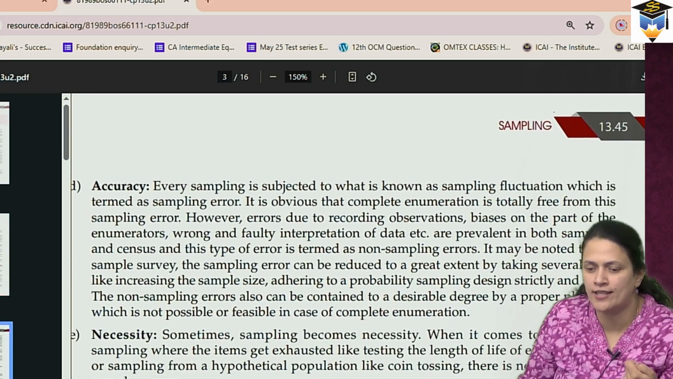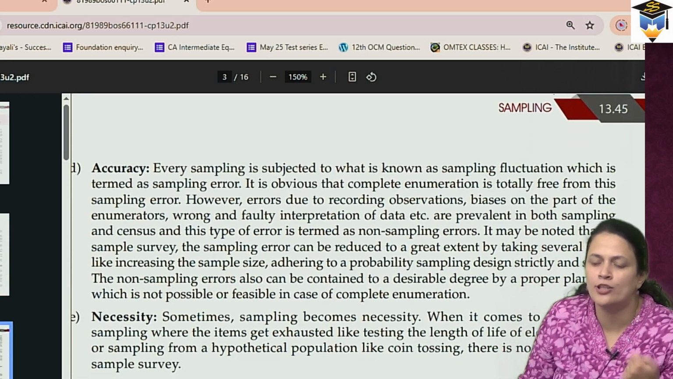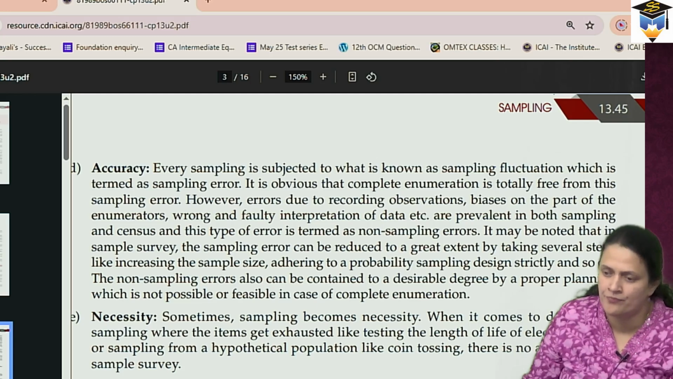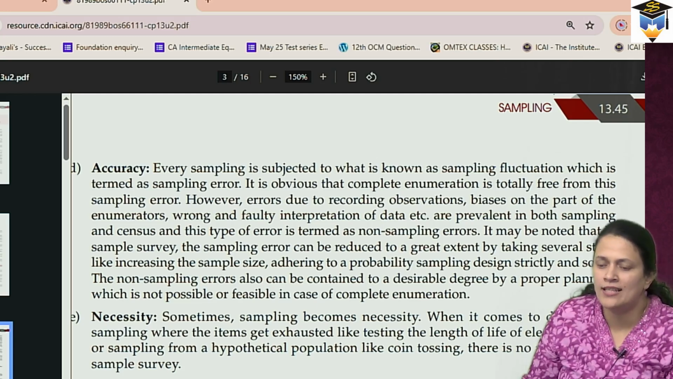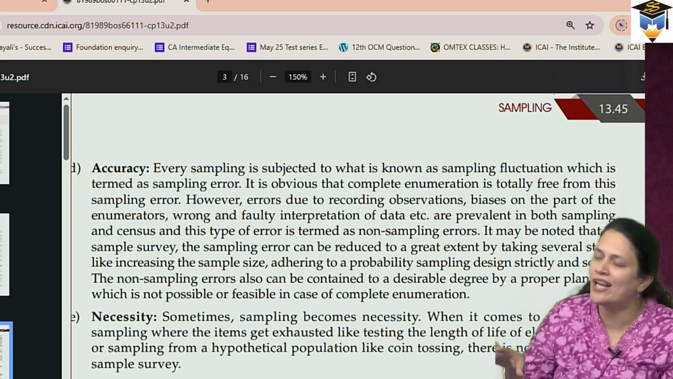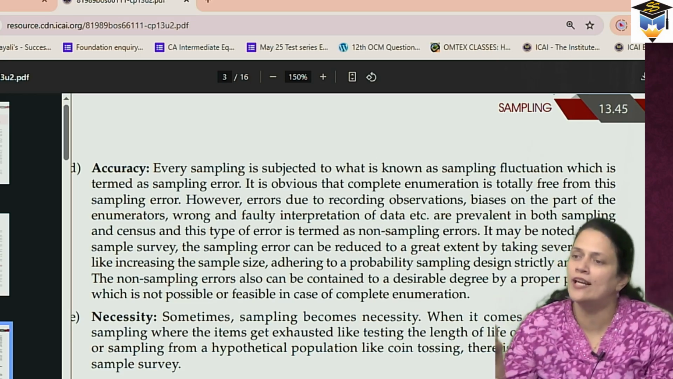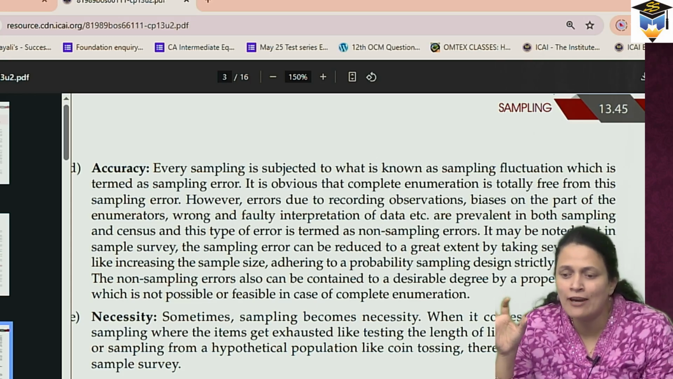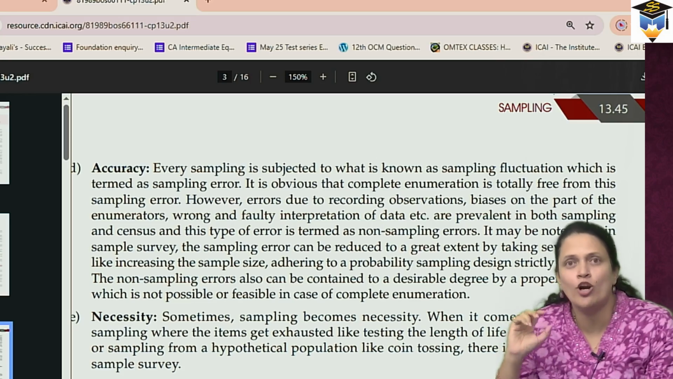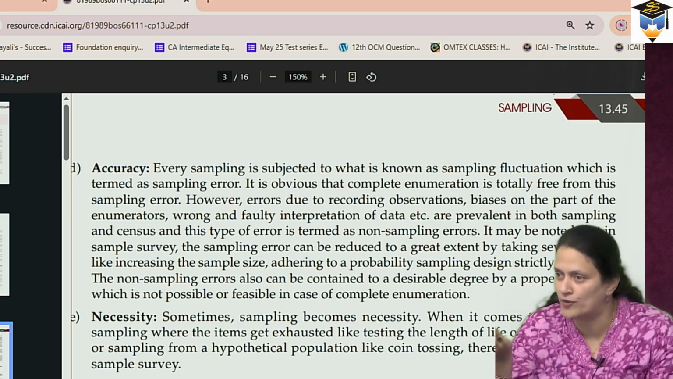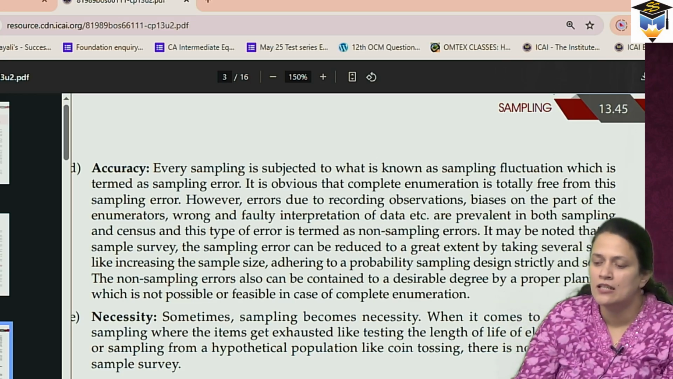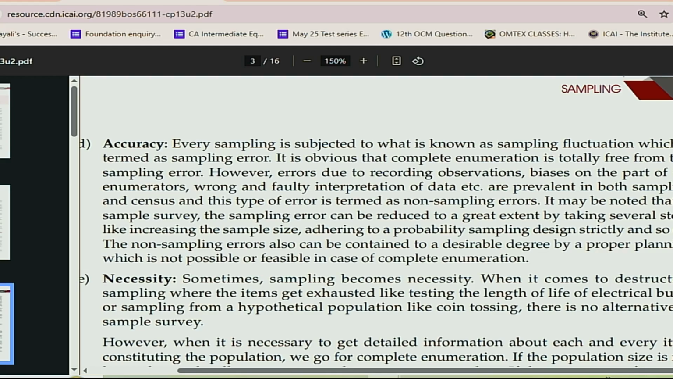Next, accuracy. Every sampling is subjected to what is known as sampling fluctuation or a sampling error. Every time a human error will be there. Either a human error or a machine error can be there. So now we have to minimize the errors in order to obtain maximum accuracy. So the sampling errors are also there which have to be considered.